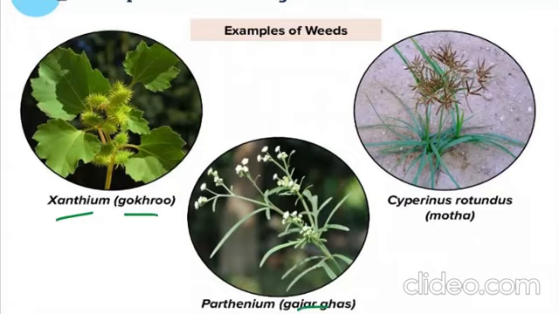Then we have parthenium, that is gajar ghas. Then we have cyprinus rotundus, that is motha. Cyprinus rotundus, parthenium, xanthium, all of these are the scientific names of these weeds. So these are the various kinds of weeds which fight with the main crop and then harm them as well.